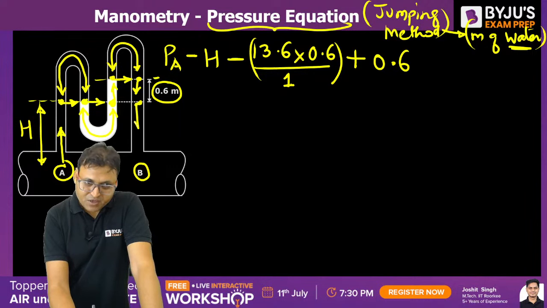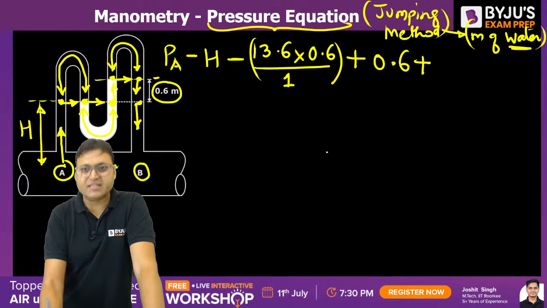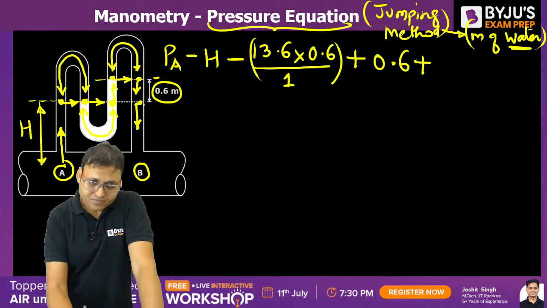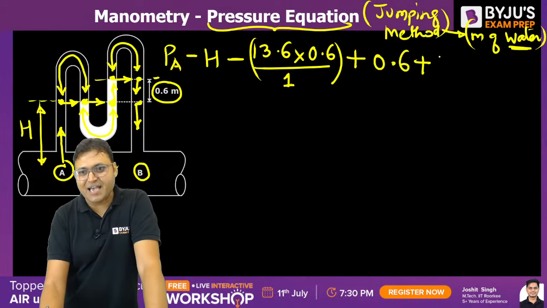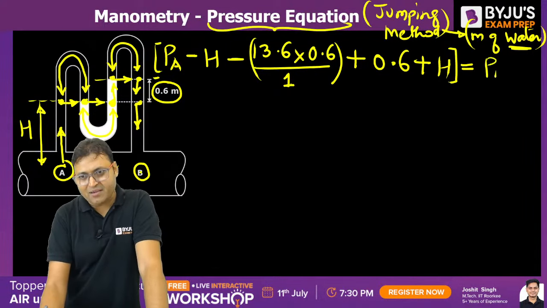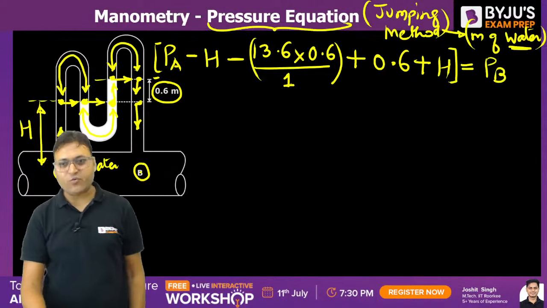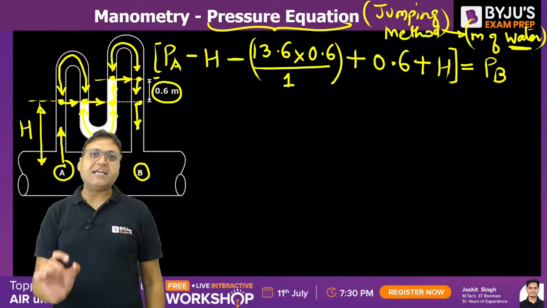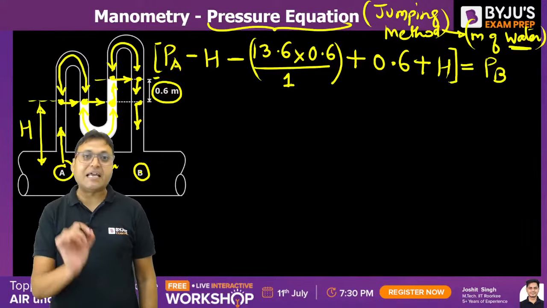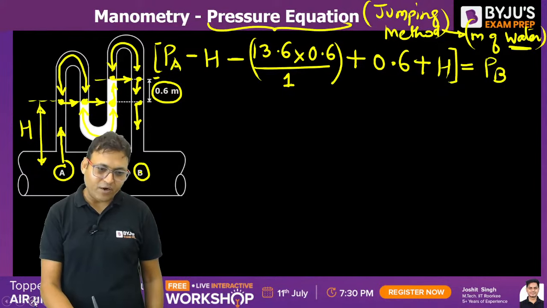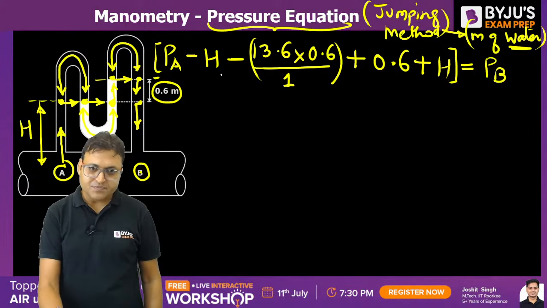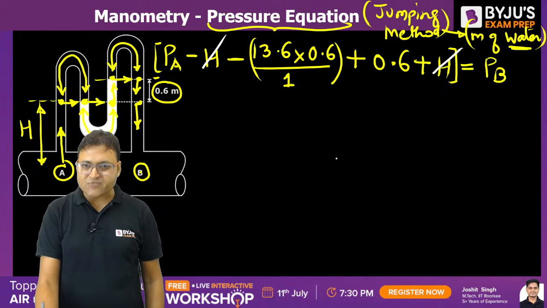0.6 meter. Further moving in downward direction, further there will be an increase in pressure. And this height is H. We have reached at point B. This expression should be equal to pressure at B. Do you guys understand this pressure equation? Each and every term in this expression is in terms of pressure head of water. I hope this is clear. Minus H and plus H will get cancelled out.